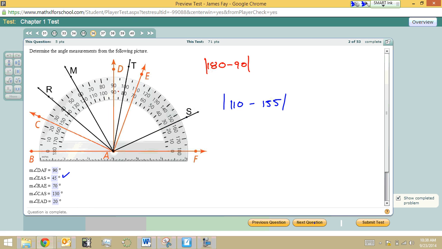RAE, and we'll look where R goes through, or AR, that ray, and then ray AE is that ray. So now that's going through 40, and this one's going through 110. So subtract 40 and 110. So 40 minus 110, I'll take the absolute value of that, and it provides me 70. You would do the exact same thing to get these two.